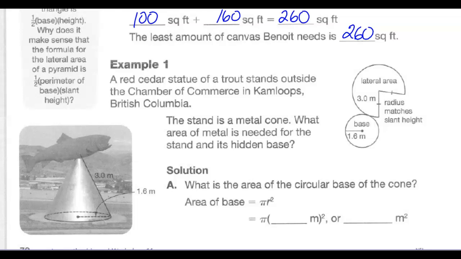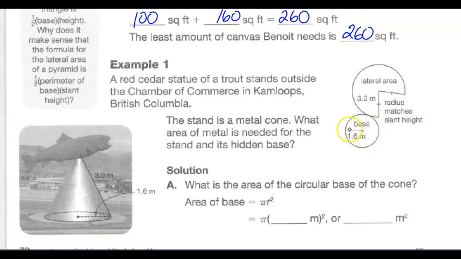Okay. Next example is a cone. So a red cedar statue of a trout stands outside the Chamber of Commerce in Kamloops, British Columbia. The stand is a metal cone. What area of metal is needed for the stand and its hidden base? Okay, so we are doing the base as well, even though it's hidden. So here, take a look.